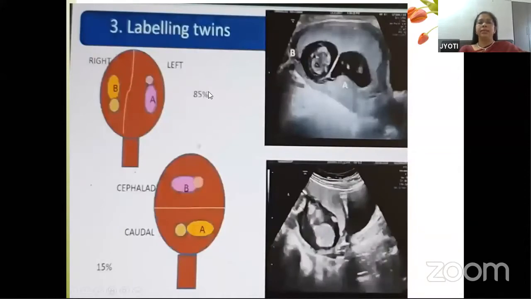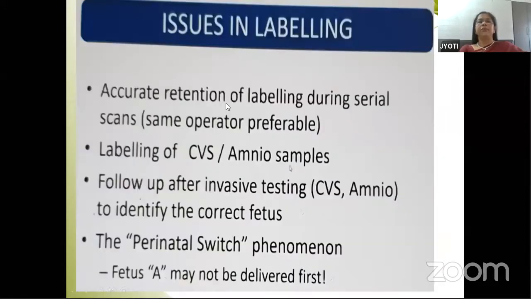Whenever we see twins, 85% will be either on the right or on the left, but 15% can be cephalic or caudal. This labeling is important because we want to follow up these fetuses separately, if we want to do a CVS or an amnio or some other invasive testing. But we have to remember there is something known as perinatal switch. The A fetus may not deliver first, and that may be seen even during labor.